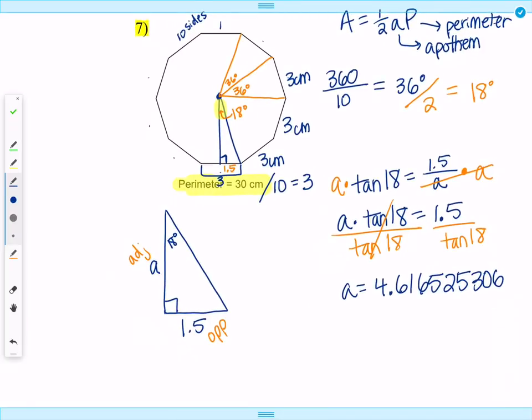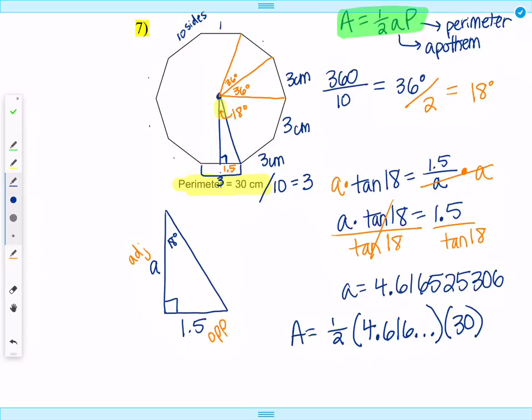So now I have all those pieces for my area formula that we talked about up here at the top, 1/2 A times P. So now I'm going to plug into that formula. So area equals 1/2, and then there's that apothem number, 4.616, and I'm just going to put a ... instead of rewriting the rest of that number. And then times the perimeter, which they gave us at the very beginning, that was the 30. So now as we type this into our calculator, if you still have that 4.616 number that you just put into your calculator, you can just hit times 30 and times 1/2 or 0.5.